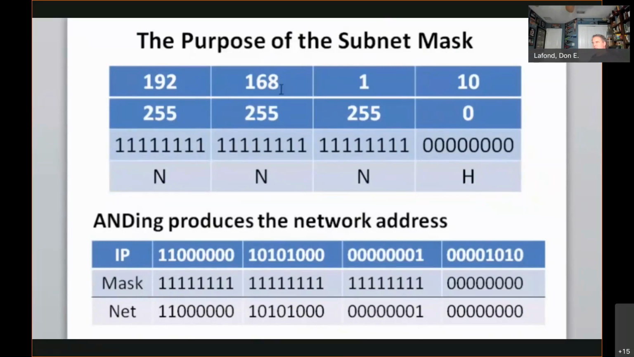So 192.168.1.10 logically ANDed with 255.255.255.0 produces the 192.168.1.0 network. This is at the core of the IPv4 address and subnet mask and subnetting in general.